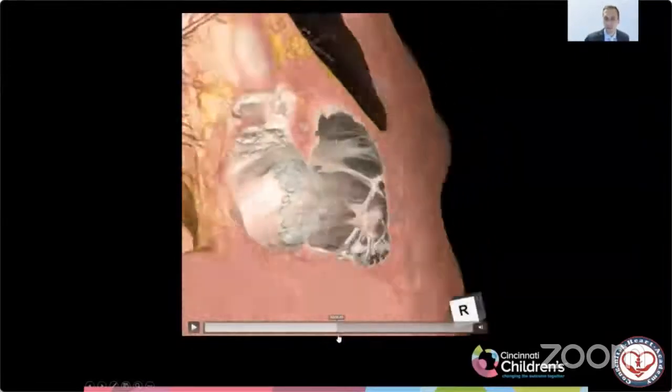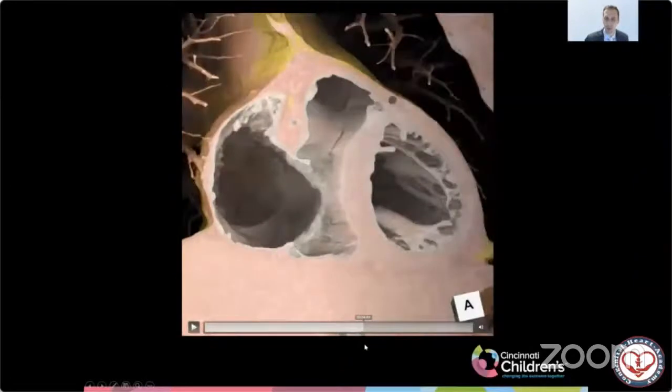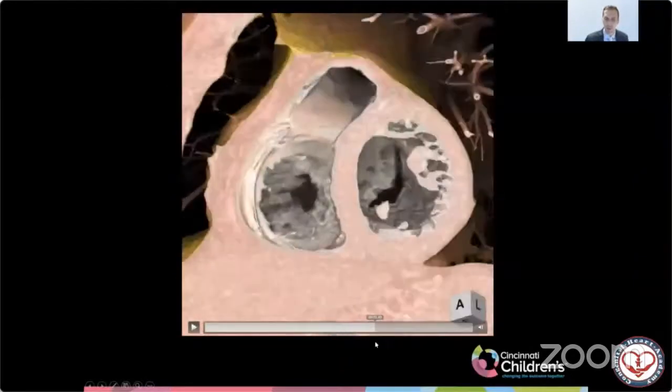And then we'll rotate over, now cutting in a short axis, looking from the apices of both ventricles up at the right ventricle and the left ventricle, seeing both inlets of the ventricles and then seeing the outlet of the right ventricle leading up to the pulmonary root, better appreciating this ventricular infundibular fold and supraventricular crest.